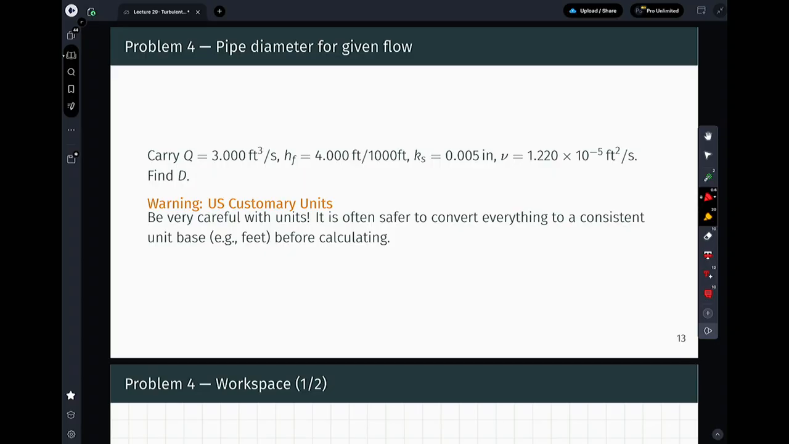Well, let's do something in English units. Everybody loves English units. So we have Q equals 3 cubic feet per second. HF is 4 feet per 1,000 feet. So the head loss, okay. Epsilon 0.005 inches, and nu is equal to 1.22 times 10 to the minus 5 feet squared per second. Find diameter. And this is, again, one of the cases where you could use Swamee-Jain.